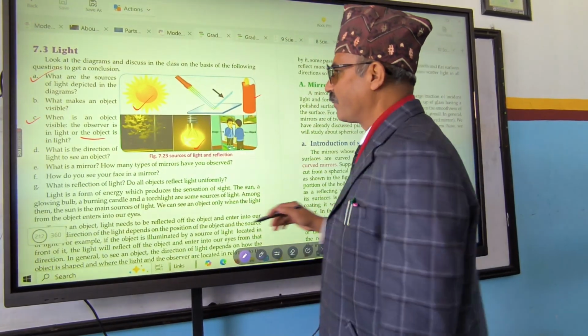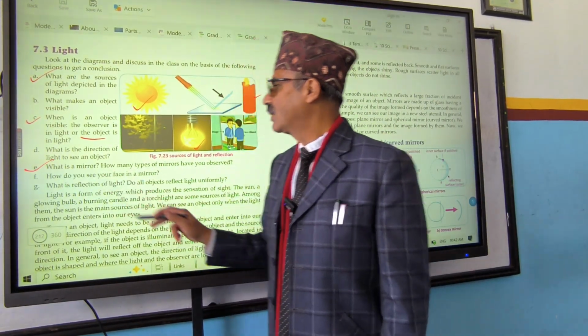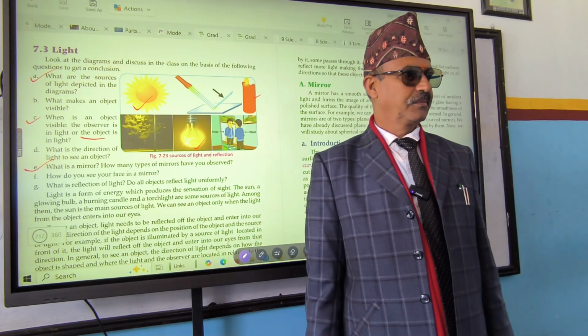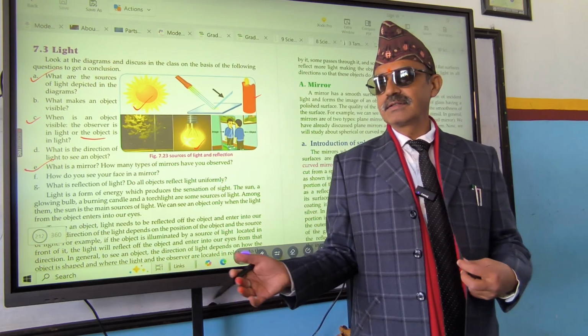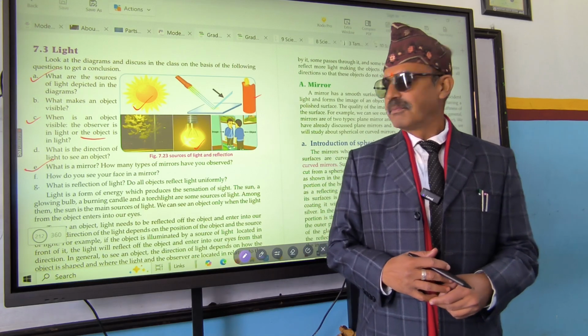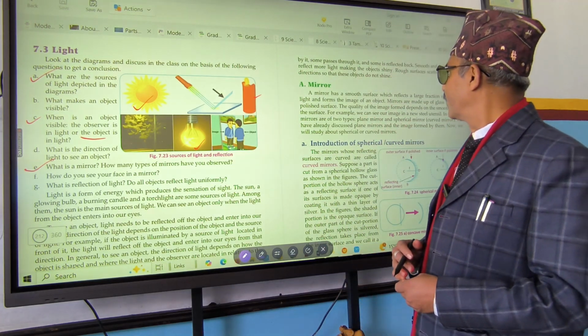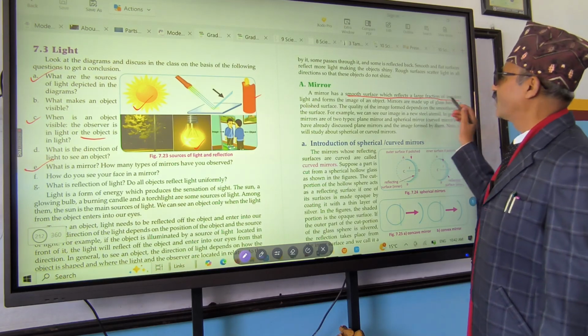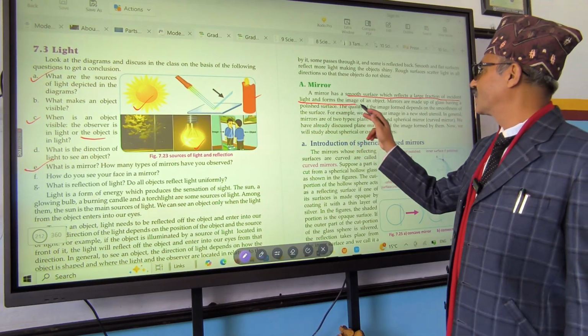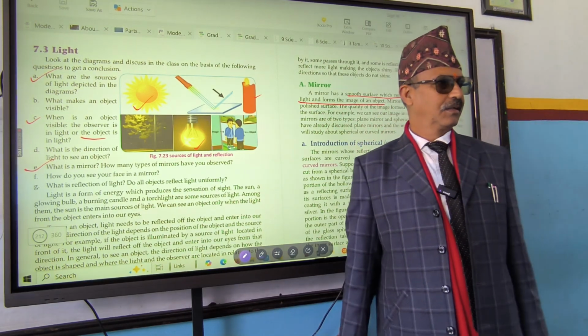And what is the next one? What is a mirror? Every time we just watch a mirror, right? A mirror is a smooth surface which reflects a large fraction of incident light and forms the image of an object.